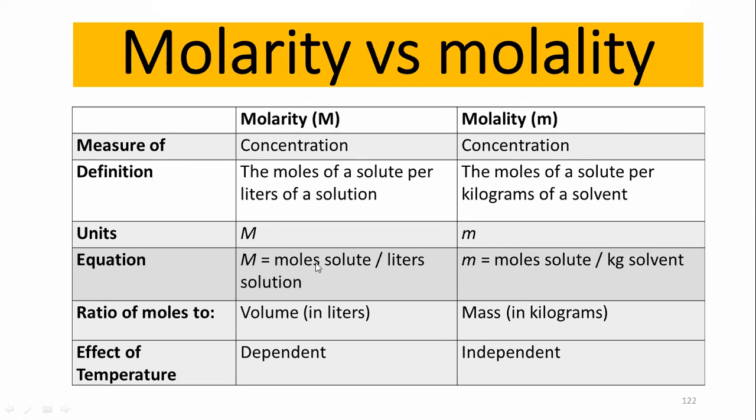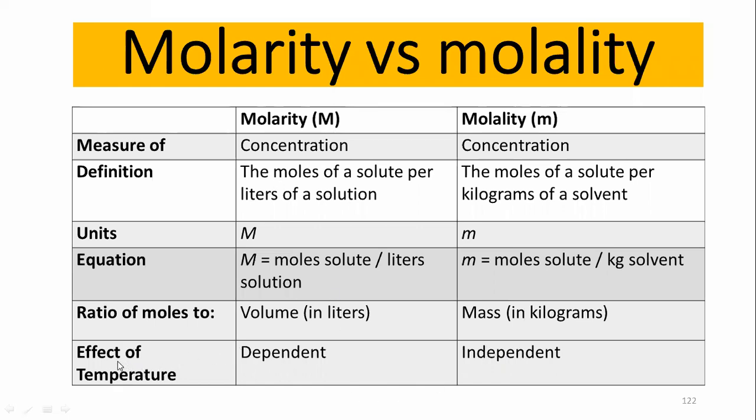By equation, again, very simple: you have to calculate the number of moles of the solute per liter of the solution. And here you have to calculate the number of moles of the solute per kilogram of the solvent. The ratio of moles to volume in liter here, and to mass in kilogram. The same is given over here, volume in liter, and this is the mass in kilogram. This is an important observation about the molarity and the molality.